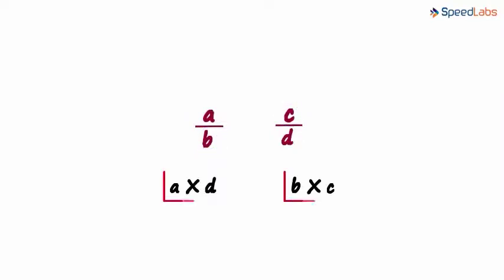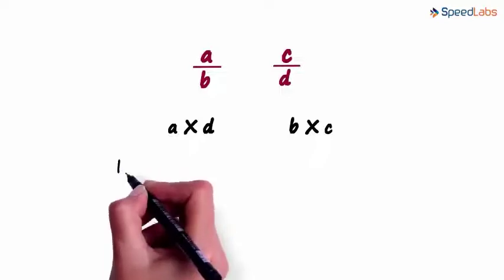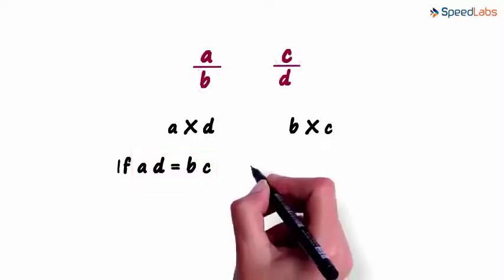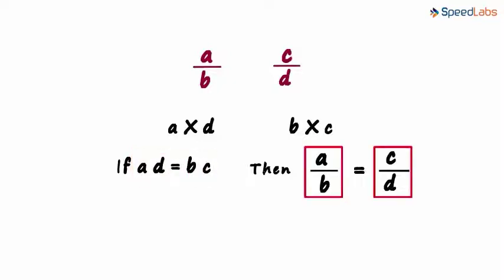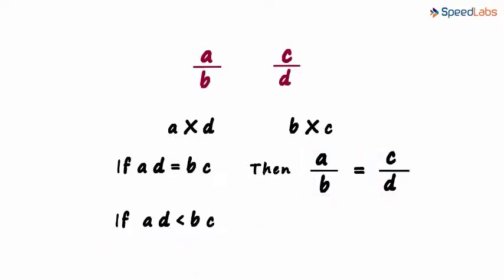But what do we do with these products? How do these two products help us compare the two ratios? There are 3 simple things we need to understand here. If AD, which is the product of A and D, is equal to BC, the product of B and C, then A by B will also be equal to C by D. If the product of these two integers is equal to the product of these two integers, then the two ratios will be equal.